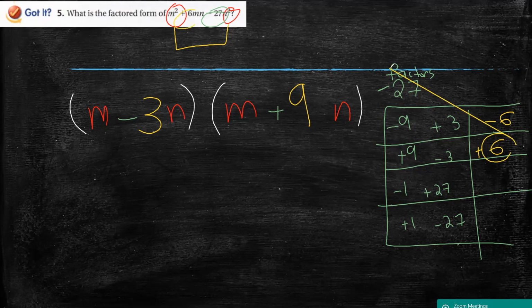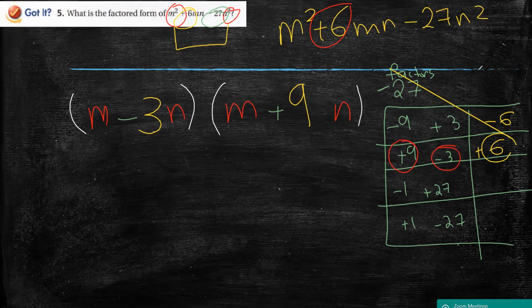Now look here. I need positive 6, in m squared plus 6mn minus 27n squared. So I need the two factors whose summation is positive 6. It must be positive 9 and negative 3.